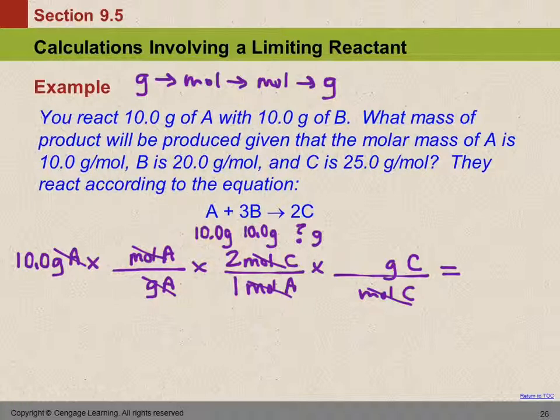So 1. The first term is the molar mass. We don't need to calculate it because they gave it to us. The molar mass of A is 10 grams per mole. So 10 goes with gram. So 10.0 grams per 1 mole. And then for C, the molar mass is 25. So 25 goes with gram, and 1 mole goes with C. 1 goes with moles. So then we do the math, and we end up with 50.